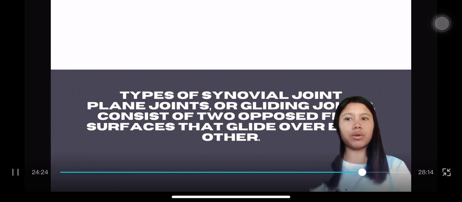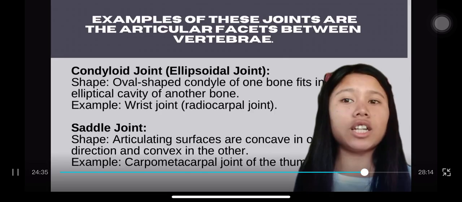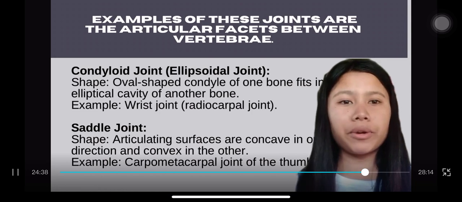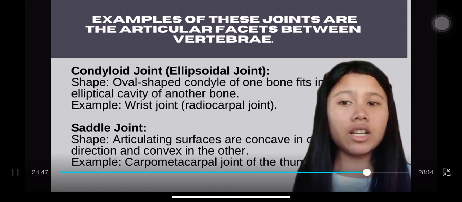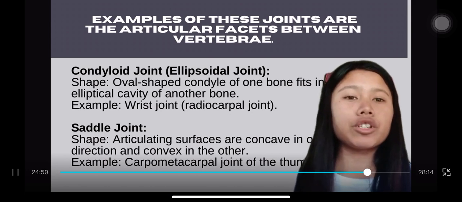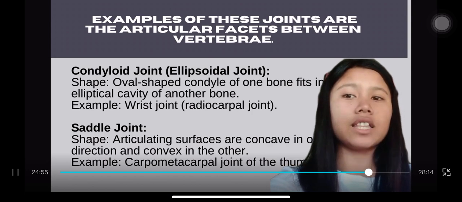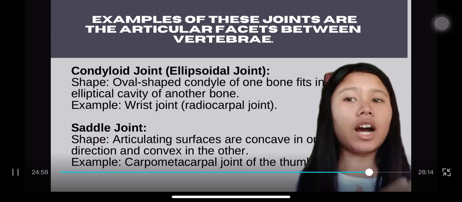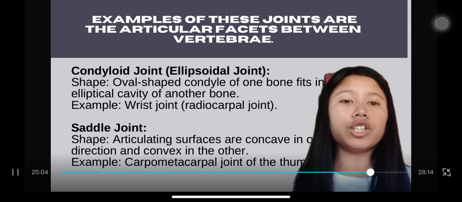Types of synovial joints. So, plane joints. Plane joints, or gliding joints, consist of two opposed flat surfaces that glide over each other. Examples of these joints are the articular facets between vertebrae. So next, let's proceed to saddle joints. Saddle joints consist of two saddle-shaped articulating surfaces oriented at right angles to each other. Movement in these joints can occur in two planes: the joint between the metacarpal and the carpal bone, or trapezium, of the thumb is a saddle joint.